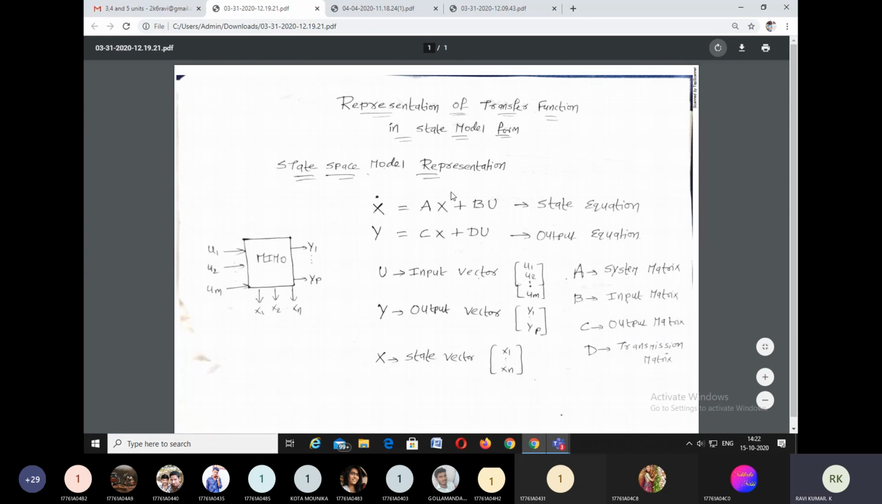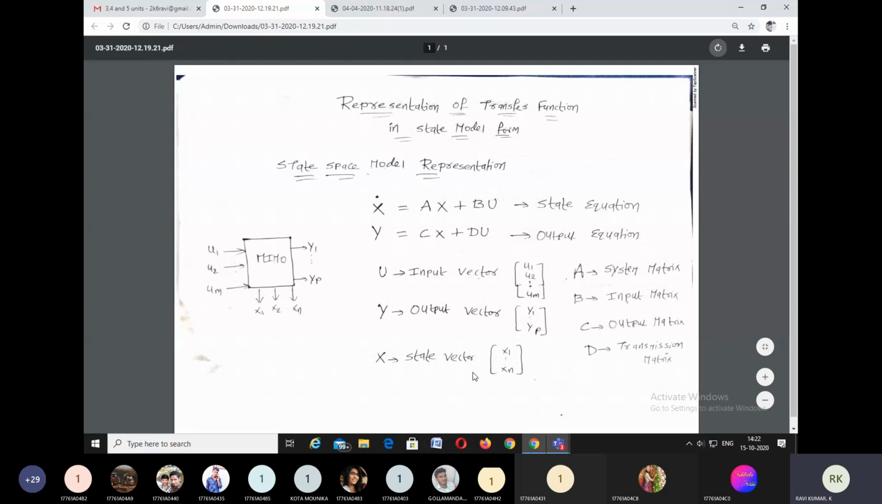Sorry, U here. U is the input vector, where U is equal to U1, U2, and so on up to UM, the inputs you have considered. And what is Y? Y is the outputs. Here the outputs are also multiple, so the outputs are Y1, Y2, and so on up to YP.